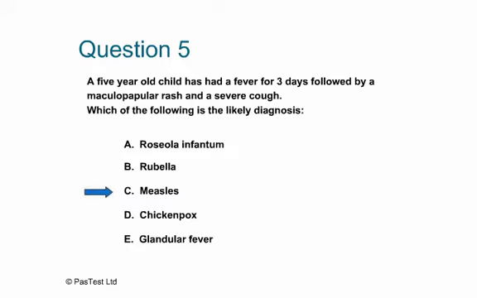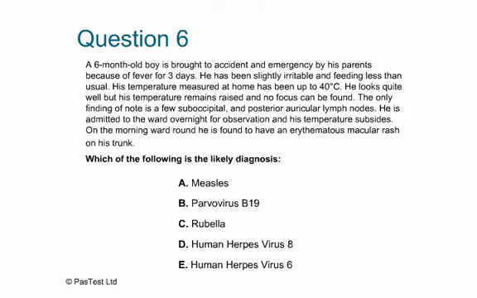Question 6. A 6-month-old boy is brought to accident and emergency by his parents because of a fever for 3 days. He has been slightly irritable and has been feeding less than usual. His temperature measured at home has been up to 40 degrees. He looks quite well, but his temperature remains raised and no focus can be found. The only finding of note is a few suboccipital and posterior auricular lymph nodes. He is admitted to the ward overnight for observation and his temperature subsides. On the morning round, he is found to have an erythematous macular rash on his trunk.